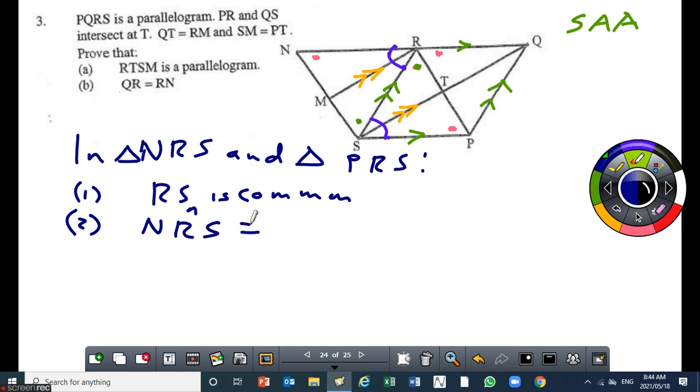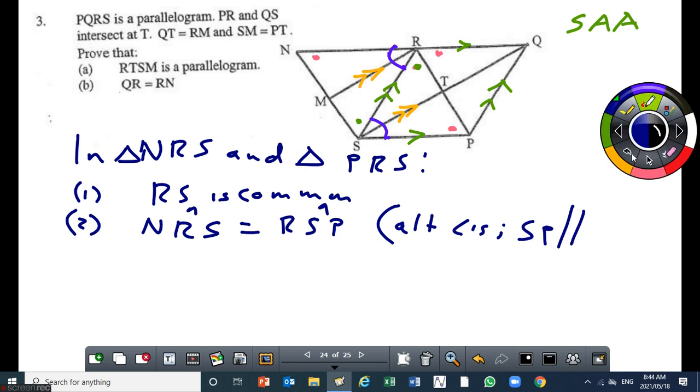Then number two, I'm going to say angle NRS will be equal to angle RSP. Those two are equal because of alternate angles. Then when you take the lines that are parallel, there are many ways of writing them. First, I'll start with SP being parallel to. Now it's your choice. You can write NR or you can write NQ. It's still the same. So I'm going to write NR. But if you put NQ, it will also be correct, because NQ is a straight line and point R is along NQ.